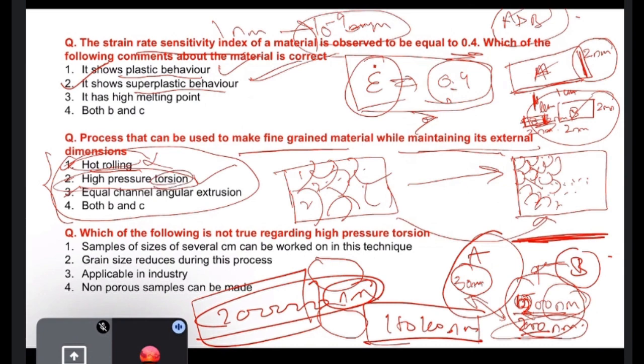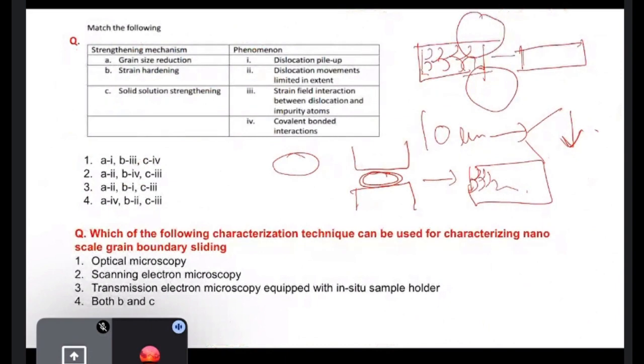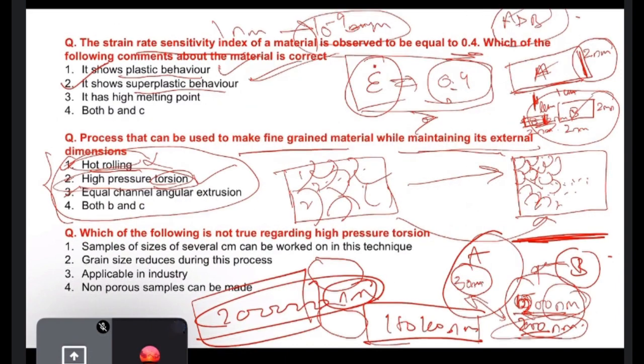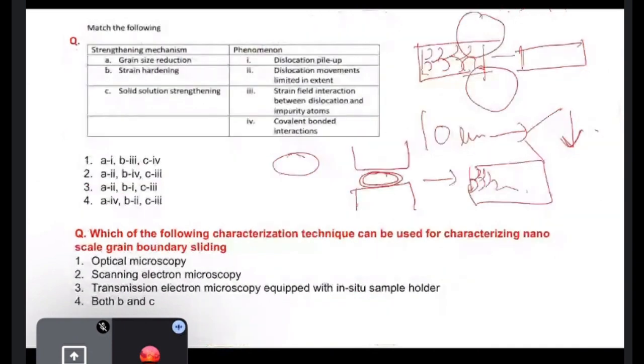Force is applied as torque, torsion is applied, and then the grain size reduces. Next question: equal channel angular extrusion. What happens in this? The material is inserted into channels which are bent at different angles, in different directions, but at 90-degree angles like this. And the material is passed through. You are dropping your material. So through this regular passing and removing from the channel, the grain size reduces.